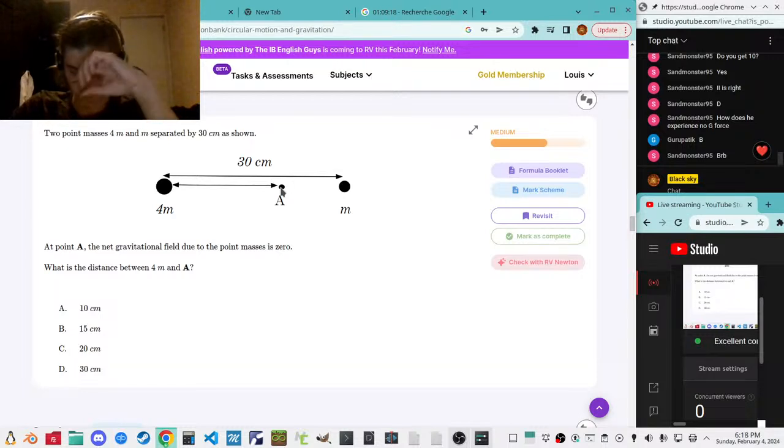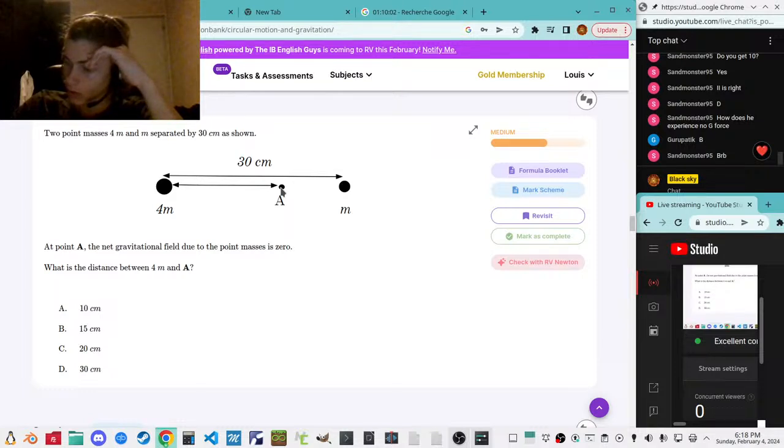4m. Let's write 4m divided by r squared equals m divided by r squared. That gives us 4m equals m. That's a dumb thing to write. You want the net gravitational field, so you want G and G to be equal. But the r's aren't the same, because if we make this r, then it's going to be r, and then 30 minus r.